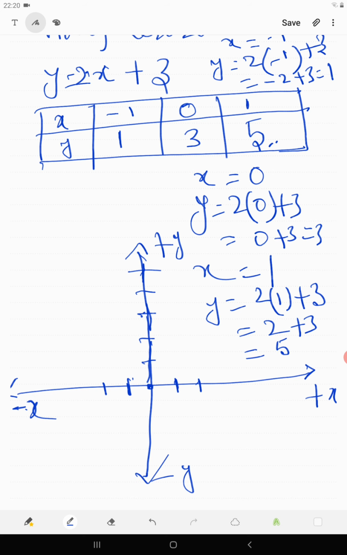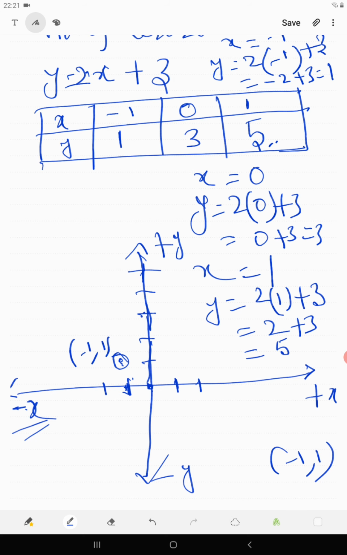Now let's draw. So the first point is (-1, 1). So -1 will go on the left hand side because this is the minus x axis. So we need to go to the left side. So this is -1, and then the y value is 1. So at -1 we will go 1 unit up. So this is our point (-1, 1).